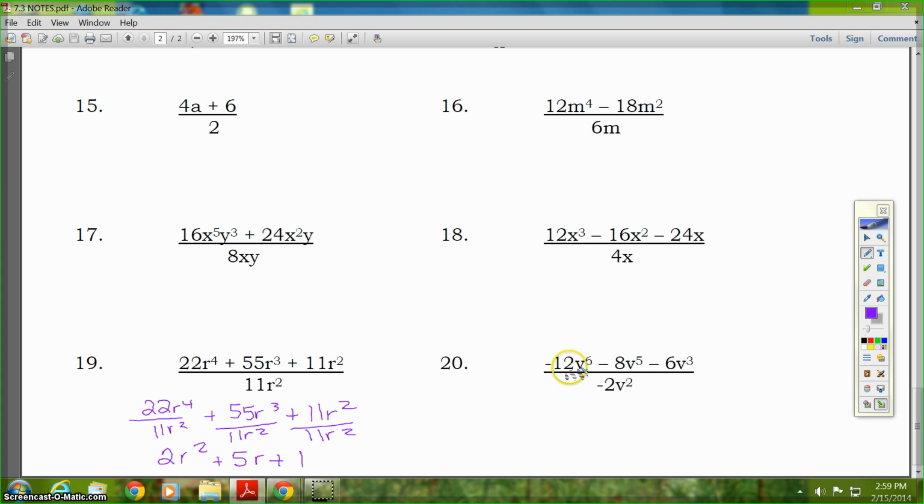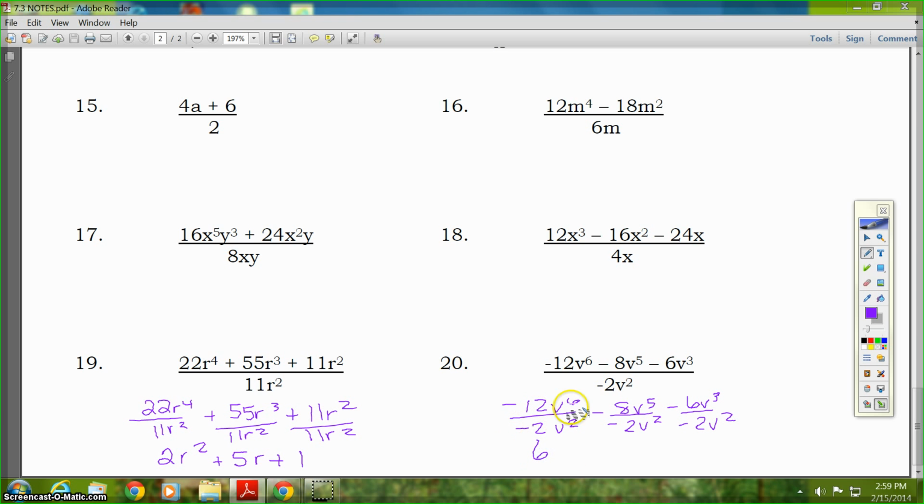Number 20, I'm going to separate my trinomial and divide each one by negative 2v squared. So I'm going to have negative 12v to the 6th, negative 2v to the 2nd, minus 8v to the 5th over negative 2v squared, minus 6v to the 3rd over negative 2v squared. So I'm going to simplify, and I've got a negative and a negative, and that makes it positive.